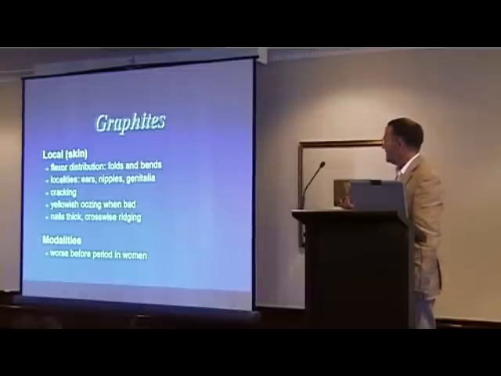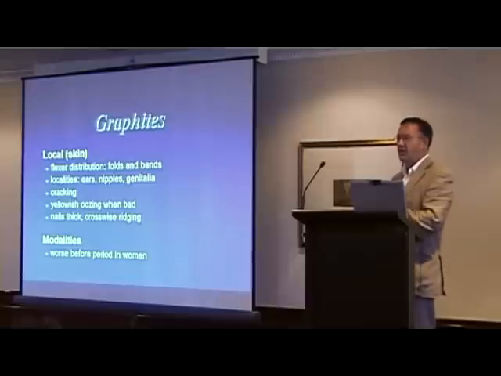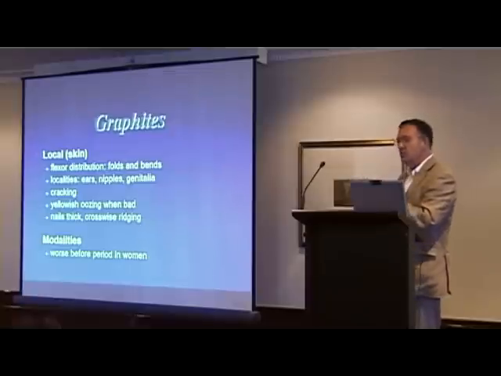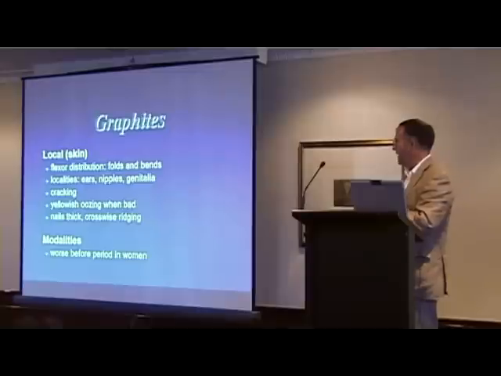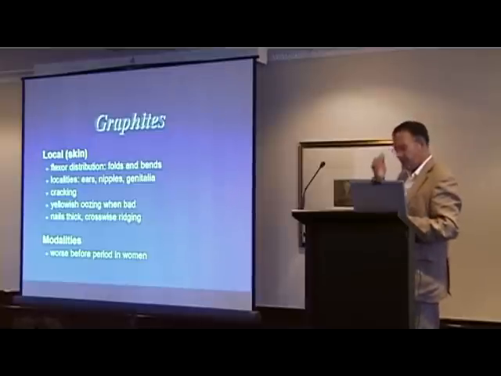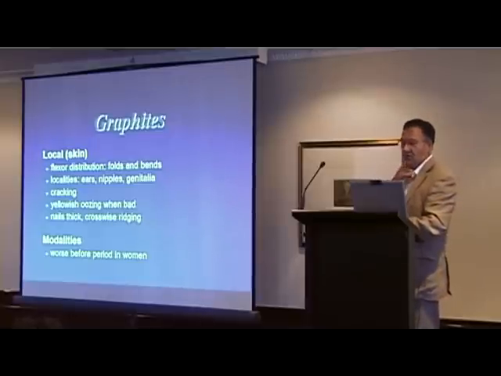And nipples, it affects particularly the nipples, genitalia and other places. And a lot of cracking. Whenever it's bad, it will get cracked behind the ears, but on the fingers, everywhere. There's a lot of cracking, and it oozes when it's bad. If they scratch it, it goes sticky and oozy, very characteristic. And often they get ridging of the nails, particularly crossways ridging of the nails. Worse before the periods in a woman, very often.